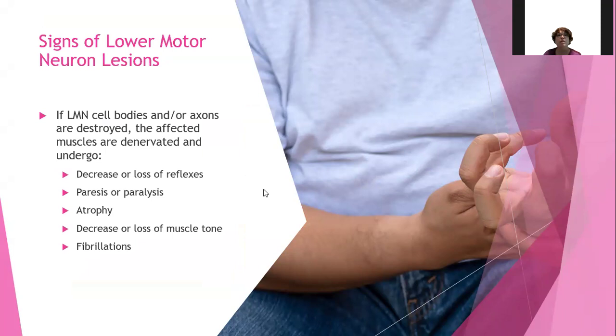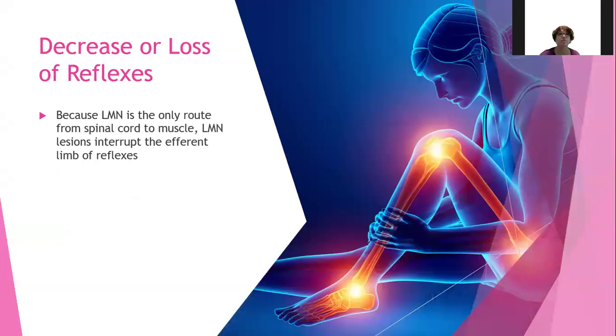If lower motor neuron bodies or axons are destroyed, the affected muscles are denervated, and so they have a loss or decrease of reflexes, paresis or paralysis, and well, paresis is muscle weakness, and paralysis is complete loss of muscle strength. Atrophy, where the muscle loses size, decrease or loss of muscle tone, and fibrillations, which we said were only detectable by an EMG. So if you're having some of those other things, they might do an EMG to confirm and detect those fibrillations.